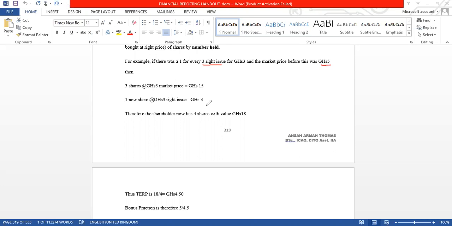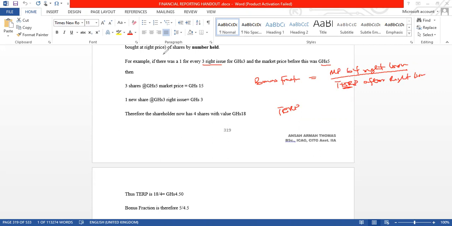All right. Now remember, if you want our bonus fraction, we said that it was the market price before the rights issue, divided by the theoretical ex-rights price after the rights issue. Now, what we need to look for is this step, and we are told that we need to go through this to find the step.